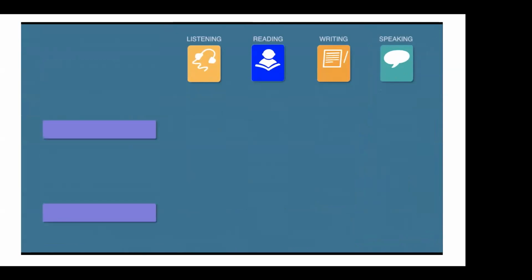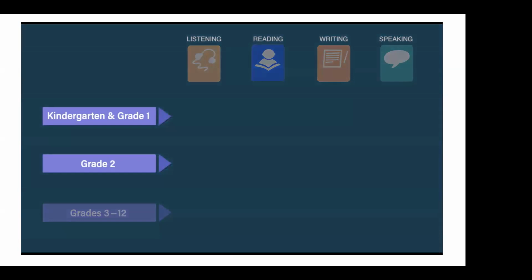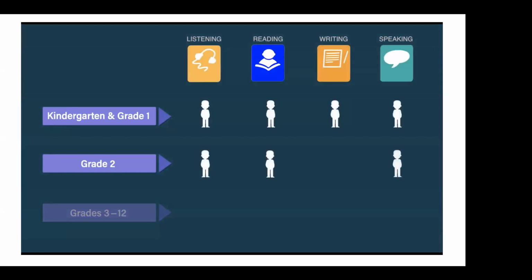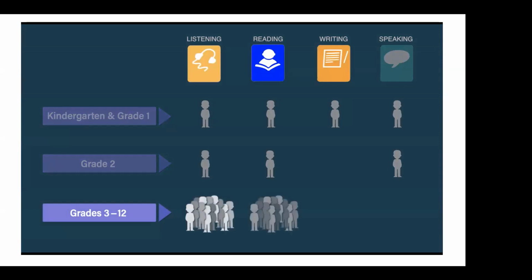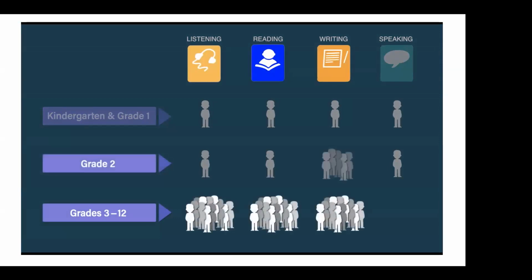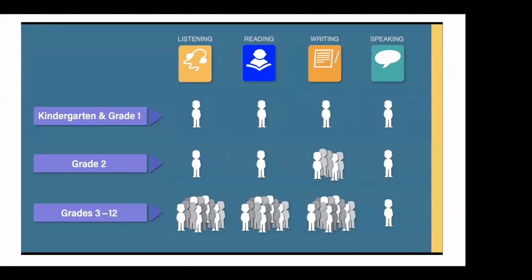How the ELPAC is administered depends on the performance area, task type, and the grade or grade span. In kindergarten through grade 2, all domains are administered one-on-one, except for writing in grade 2. In grades 3 through 12, listening, reading, and writing are administered in a group, and grade 2 may be administered in small groups of 10 or fewer students. Speaking is administered one-on-one for all grade levels.